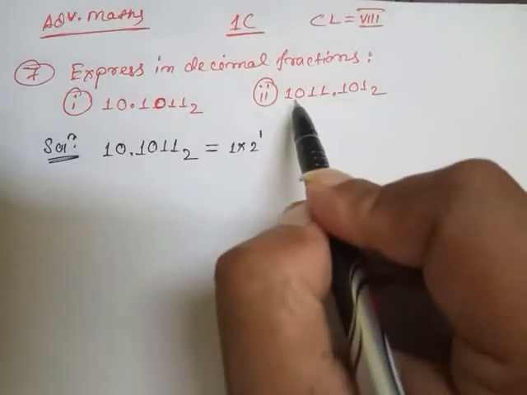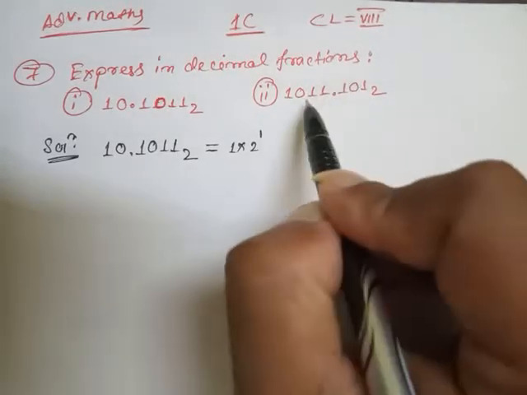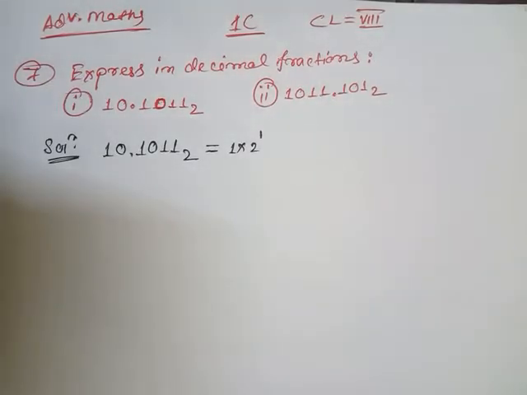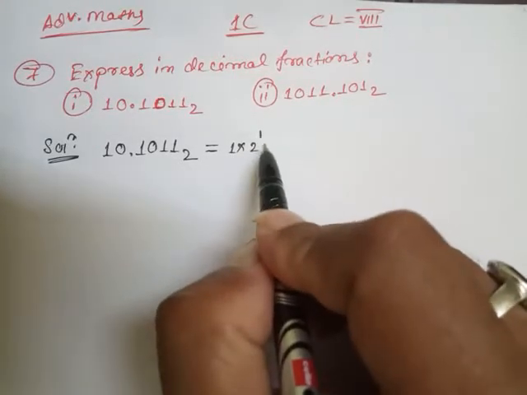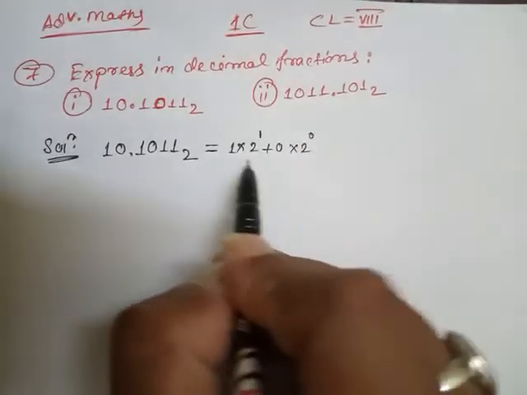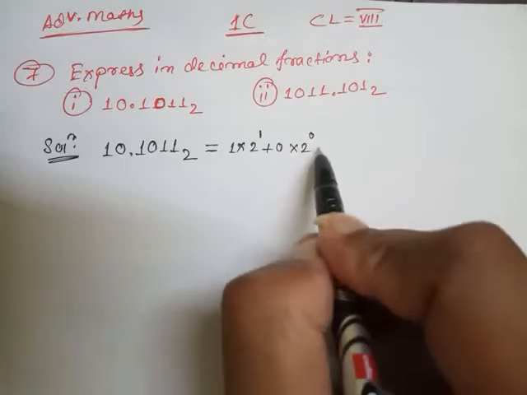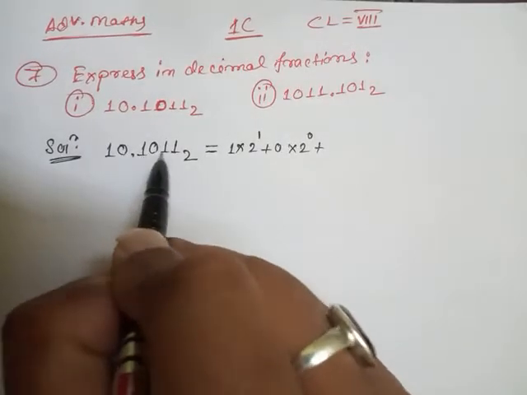In this question 1, then I will write 1 2 3, 3 is there, then 2 cube, then 0 into 2 to the power 4. Now 1 into 2 to the power 1 plus 0 into 2 to the power 0, this portion is only for 1 and 0. Now just after that decimal point, then 1 0 1 1.